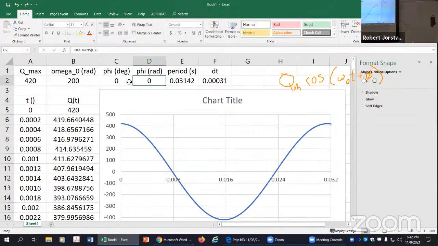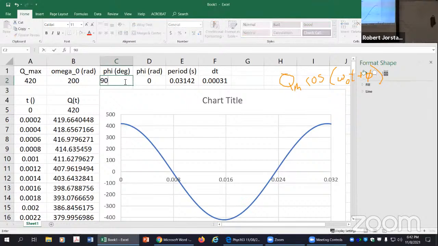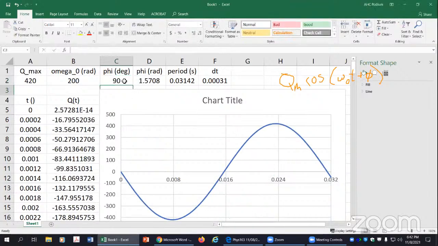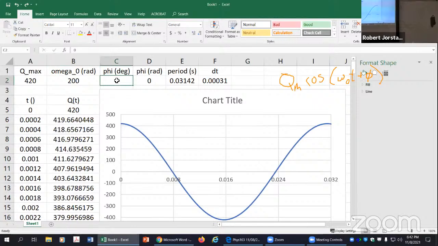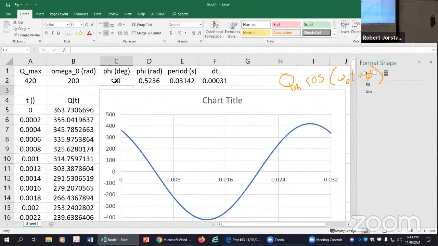Now, out of all this, this was the point. If I type in 90 degrees and hit enter, what should happen? I'm going to change the phase angle by 90 degrees. What happens? It becomes like a sine wave. Which way did it shift it? Maybe we could see better if we just use 30 degrees. When I type 30 degrees, watch what happens to the curve. Ready? Which way did it move it?